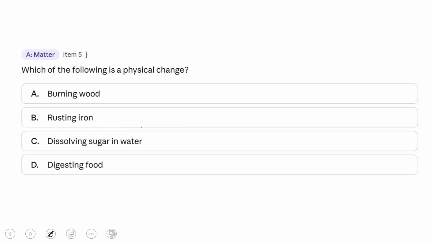Which of the following is a physical change? Physical change meaning to say no new substance is formed. The answer is dissolving sugar in water. The rest here form new substances.